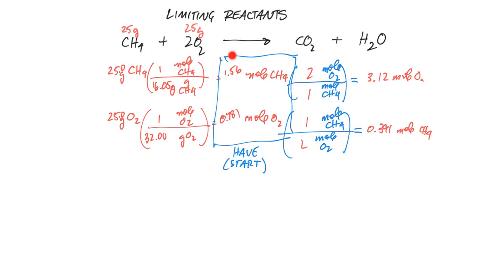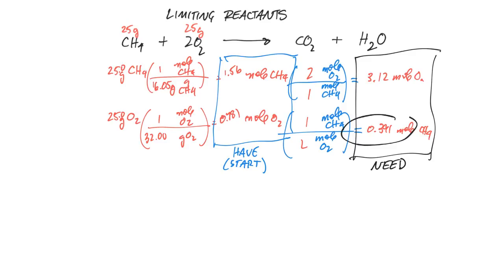Only one of these two can fully react. The other one will be in excess. So which scenario will happen? Will all of the methane react, or will all of the oxygen react? I'm going to refer to these numbers that we just calculated as what I need. So, in order to react all of the oxygen, I need 0.391 moles of methane. I have 1.56 moles of methane. Do I have enough moles of methane to react all my oxygen? And the answer is yes, I do.